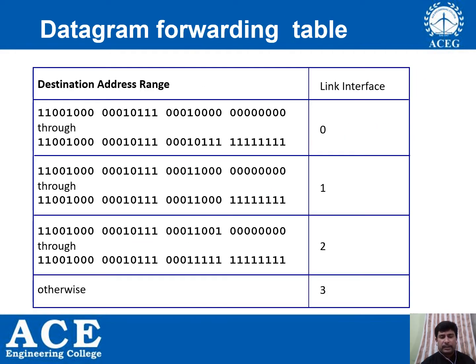In the previous slides, we were talking about a datagram forwarding table consisting of two columns. One is the destination address range, which consists of the address range, and the second column consists of the link interface, meaning the link through which that particular datagram has to be forwarded. Now look at this particular table. I have 4 rows and 2 columns. Let us understand that all the datagrams which I am going to receive have some common element.